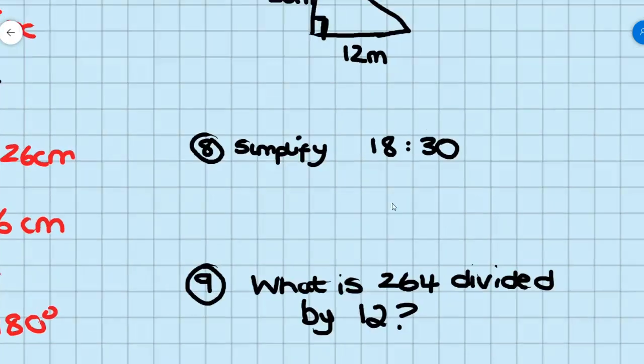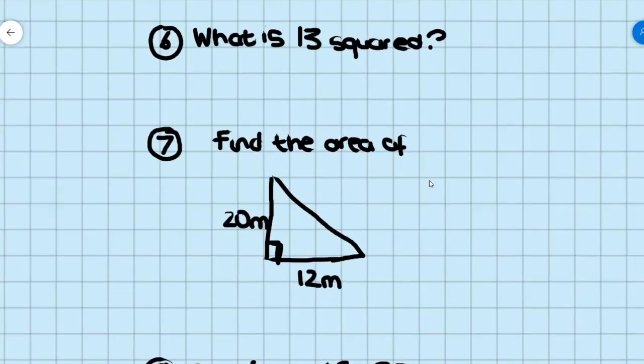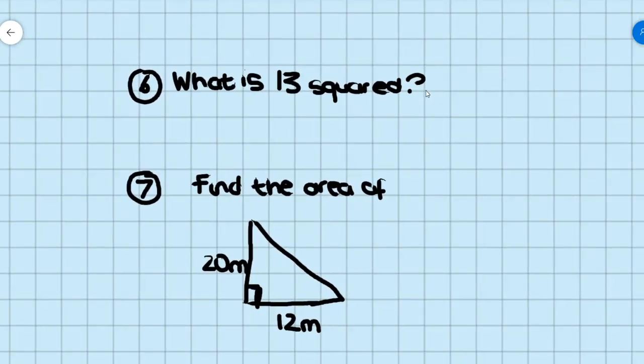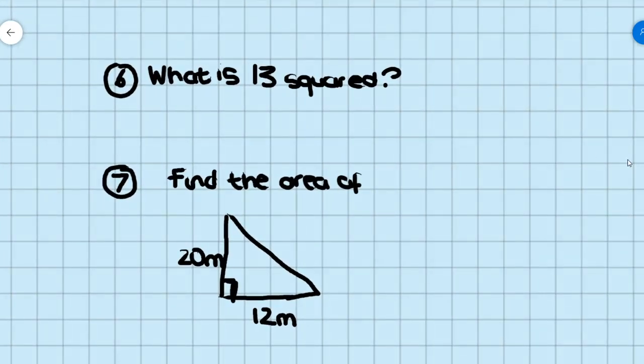That one is what is 13 squared. So we need to know, first of all, what does it mean to be squared? That's when I multiply a number by itself. So that means 13, remember the little 2, the index, it looks like that, means 13 times 13.